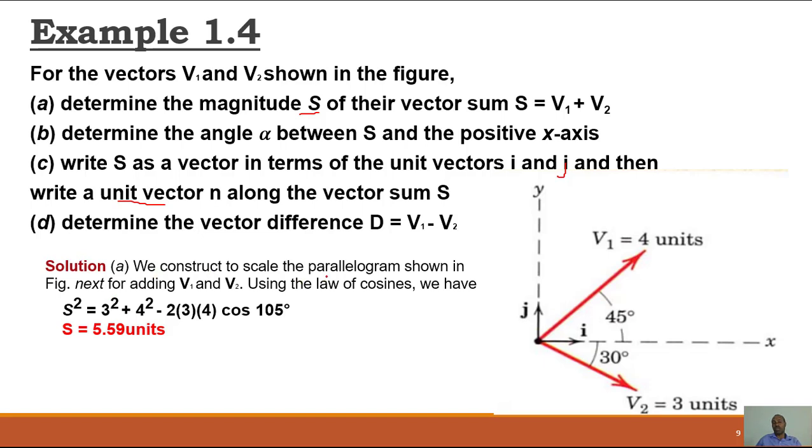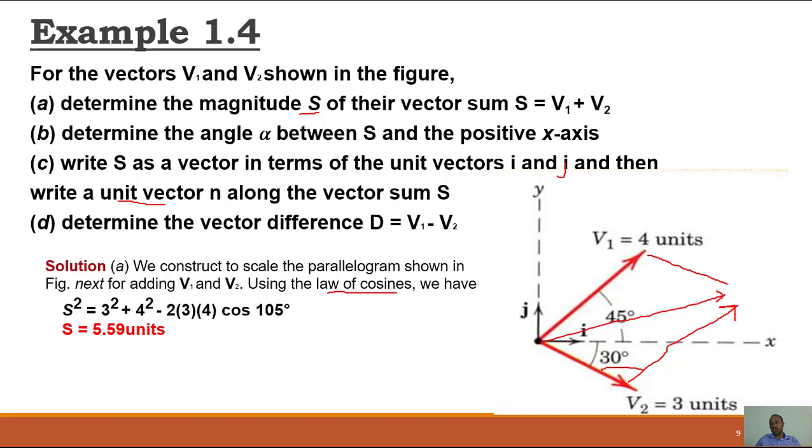We construct to scale the parallelogram shown in the figure for adding b1 and b2 using the law of cosines. We have this one, S. So you have, I think, this angle. Then you can just draw. So the resultant may be like this. Then you can draw parallel to this one. You can draw. Then you have like this.